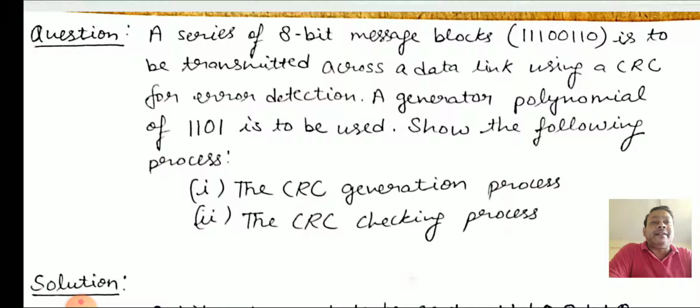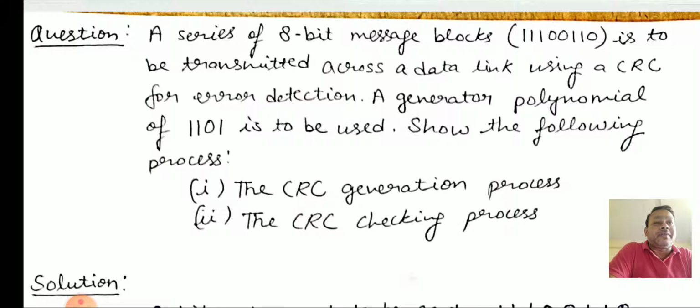So let's see how CRC is going to be taken care of. One numerical is before you, so let me read it. A series of 8-bit message block is given, that is 111000110, to be transmitted across the data link using CRC for error detection. Clear? So we are supposed to send this data from sender side to receiver side.